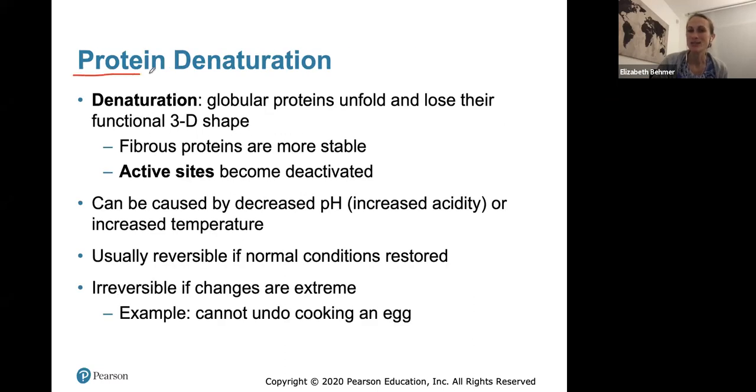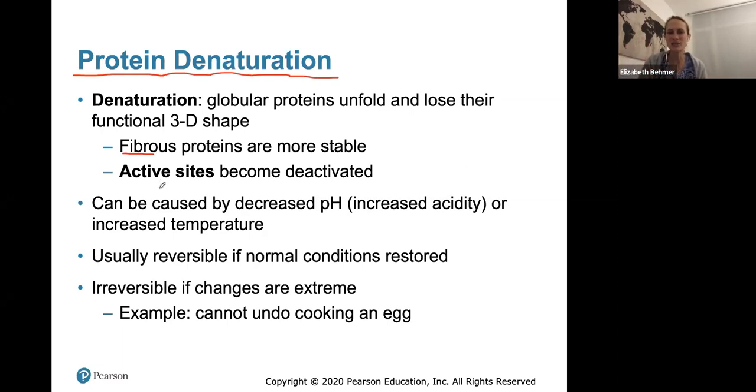So these proteins are kind of sensitive because they go through so much folding that they can easily become denatured. And denatured just means that a globular protein will unfold and lose its shape. And when a protein loses its shape due to any reason, it will become inactive. So proteins will no longer be able to do their job. Fibrous proteins are a little more stable. So remember, your fibrous proteins are like collagen, the ones that are a little bit stronger.